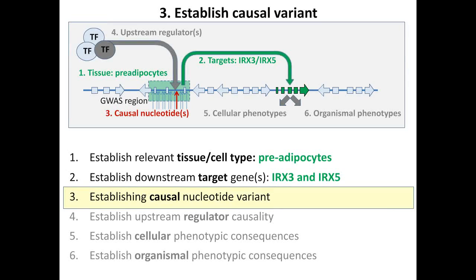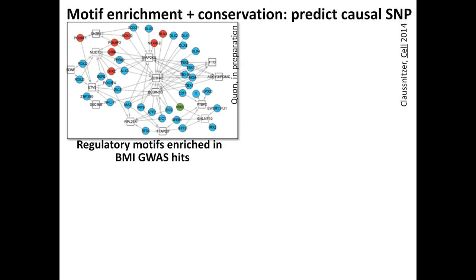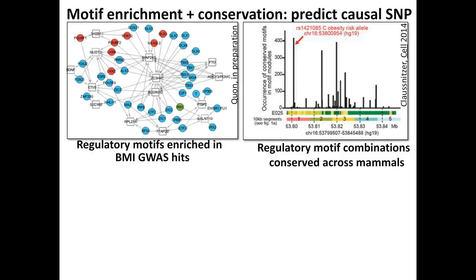We next turn to predict the causal nucleotide variant. For this, we use 2 approaches. The first approach is regulatory motif enrichment across BMI hits across the whole genome. And the second is an approach previously published by Melina Klausnitzer, who actually led this study, that looked at regulatory motif combinations that are evolutionarily conserved across mammals.